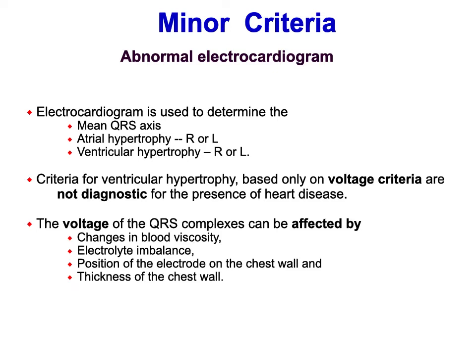Thickness of the chest wall. Thicker the chest wall, lesser would be the voltage. Position of the electrodes on the chest wall is also important. So these variability factors have put ECG in the back seat, and it has been relegated to the minor criteria group.